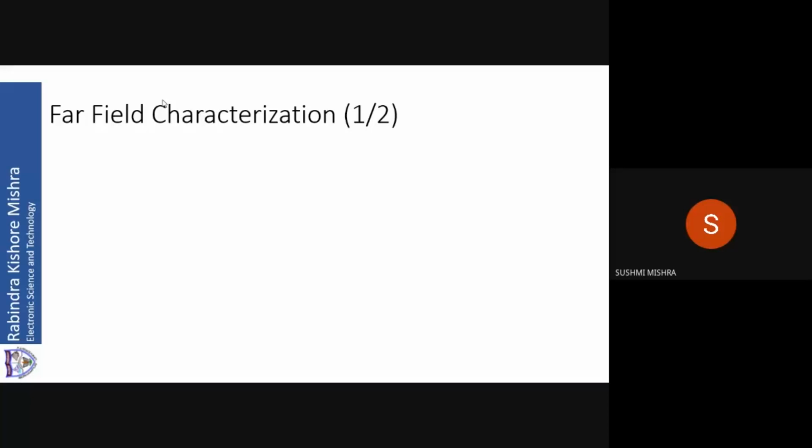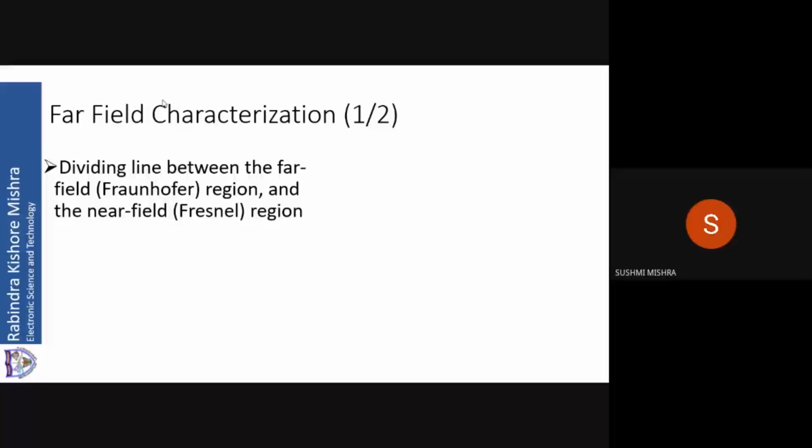So now, once this condition is satisfied, what we did was we started with an approximation. Then we justified that approximation. Then we saw that for justifying those approximations, we require two conditions to be satisfied for the far field. So this we have seen up to now. Now, if this is done, then let us see how we can characterize the far field.